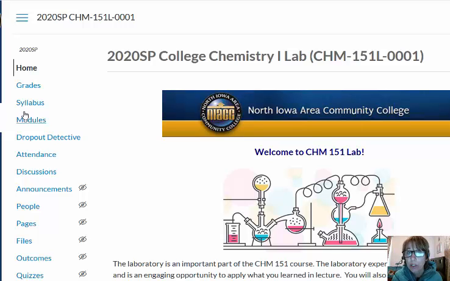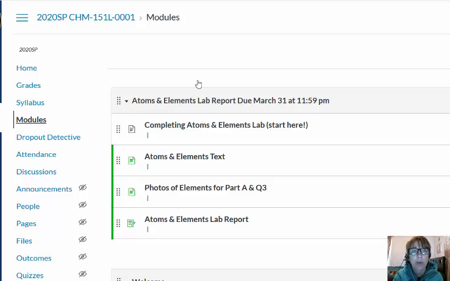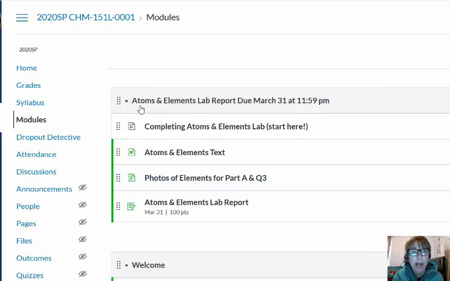So to find the information that you need, you want to click on the modules link in the Chem 151L tile. So when we click on the modules link, the modules come up, and atoms and elements is the first module there. And we see here that the lab report is due on March 31st at 11:59, and you're going to upload that here.